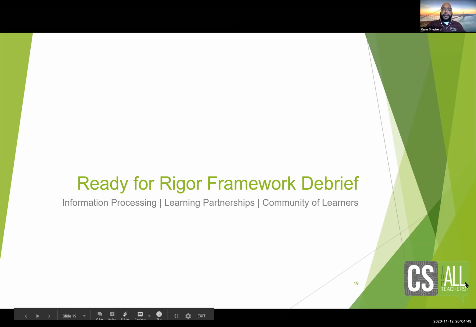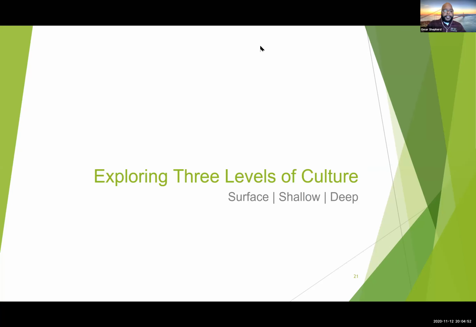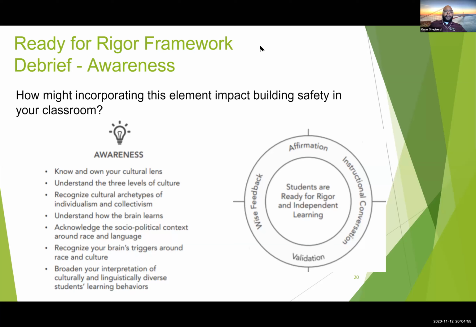So the first layer of the Ready for Rigor framework was awareness. And awareness really spoke to knowing your own cultural lens, understanding the 3 levels of culture, recognizing cultural archetypes of individualism and collectivism, understanding how the brain learns, and acknowledging the socio-political context around race and language. That's a deep one right there. Recognize your brain's triggers around race and culture. I think that's really about self-awareness, right? Broaden your interpretation of culturally and linguistically diverse students' learning behaviors. Now, that's a lot to unpack in just the one quadrant of awareness.